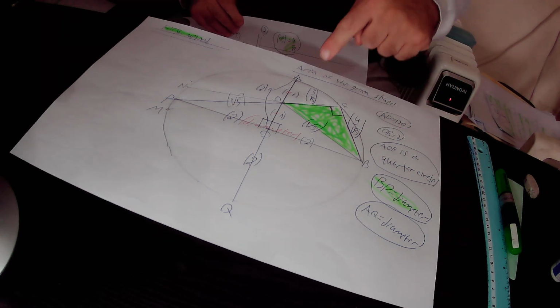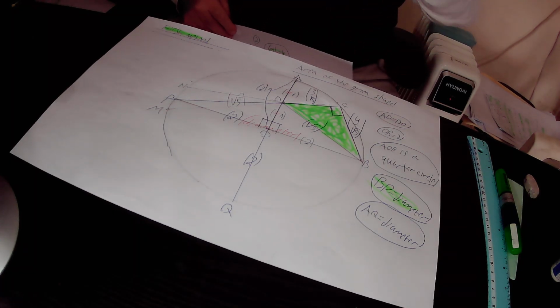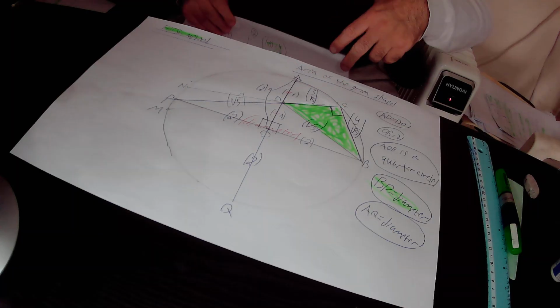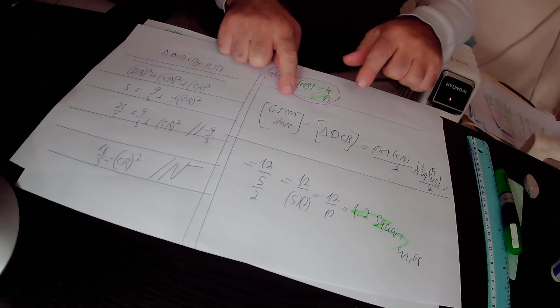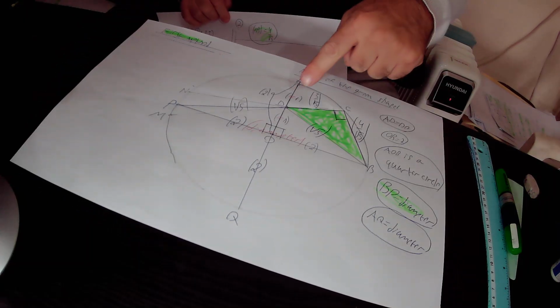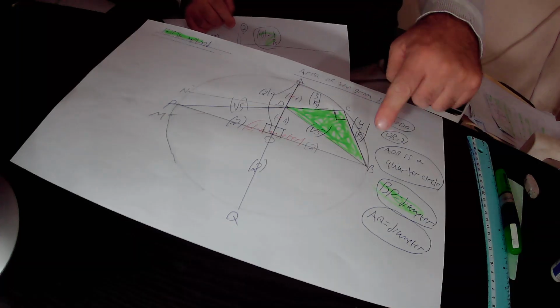Our task is to find out the area of this green shape. The area of the green shape is actually the area of this green right triangle DCB. And again, the area of the green shape is actually the area of the green right triangle DCB. The area of this green right triangle DCB equals the base DC times the height CB over 2.